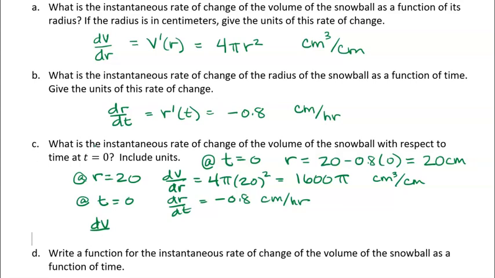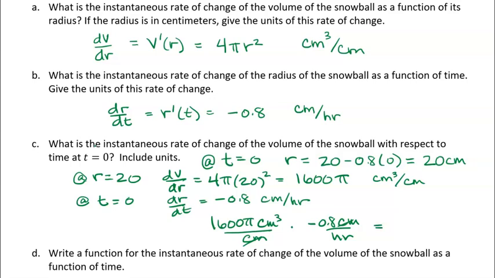If we want the instantaneous rate of change of the volume with respect to time, we take this 1600 pi cubic centimeters per centimeter of radius times the value minus 0.8 centimeters per hour. Just like we did above, we're going to multiply these rates, and then we'll have a change in the volume per hour.